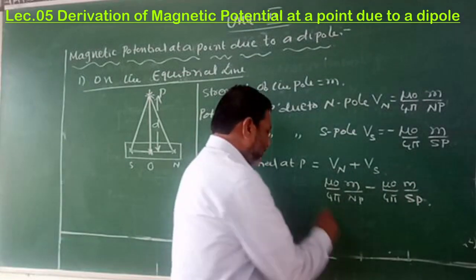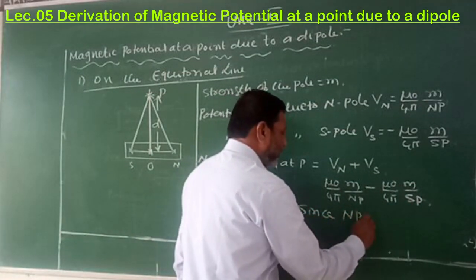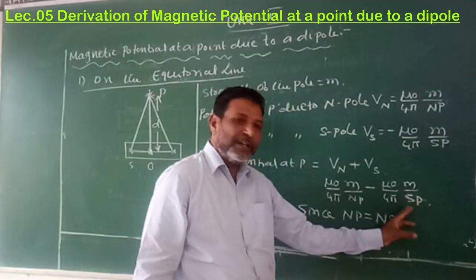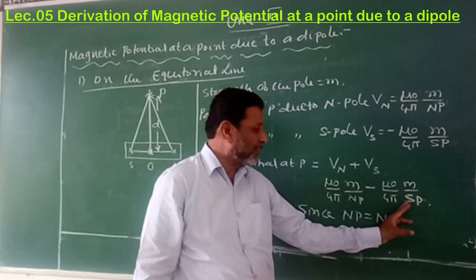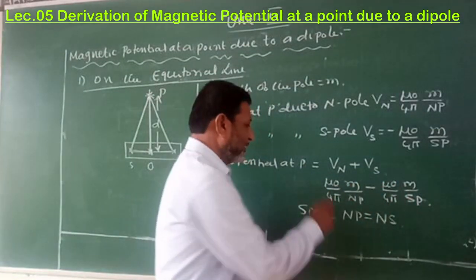Here, since NP is equal to NS, this also you write as NP. Then what will happen is that these will be the same and will get cancelled.